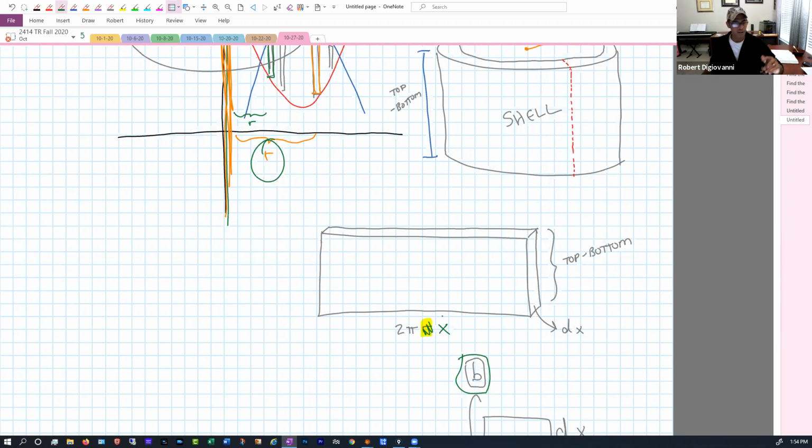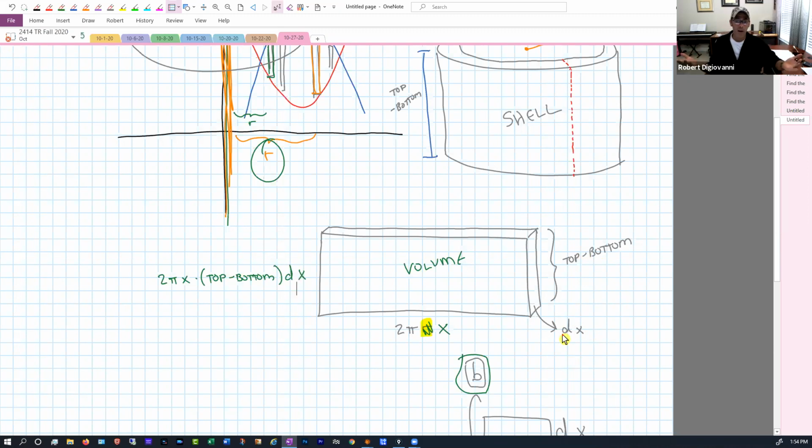Kids, man. All right, so we've got to put together the formula, right? The volume of this thing. We want the volume of one of these. Should be length times width times height. So it's 2 pi x times top minus bottom times dx. So that's just all these multiplied, 2 pi x times that times that.